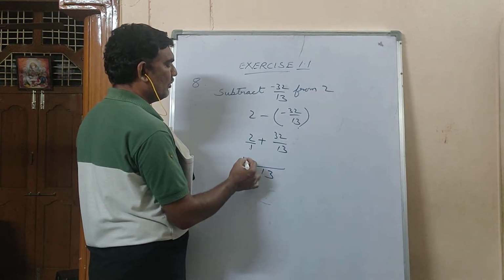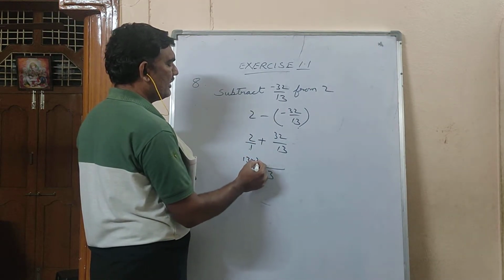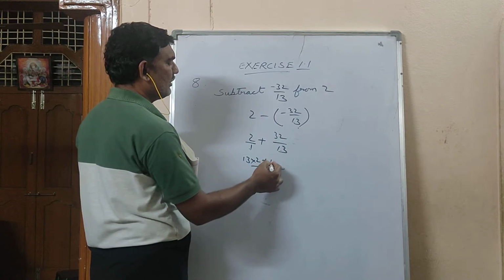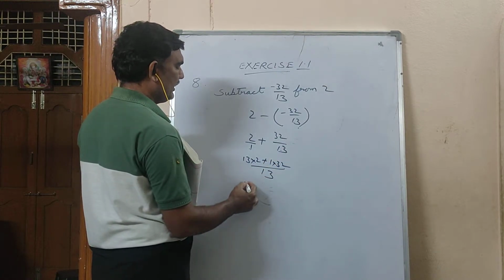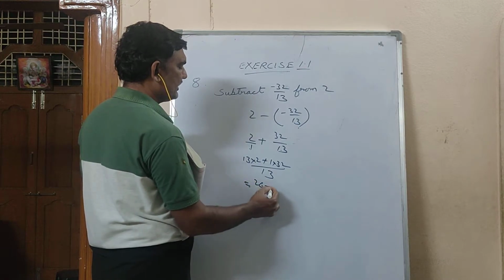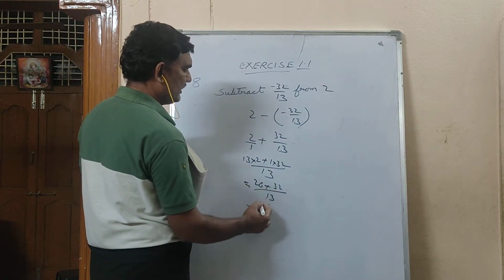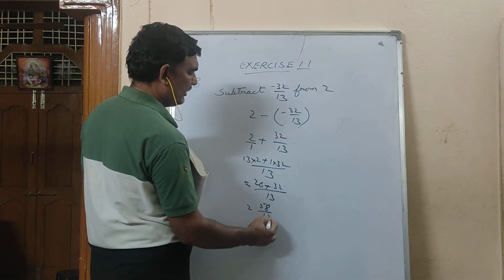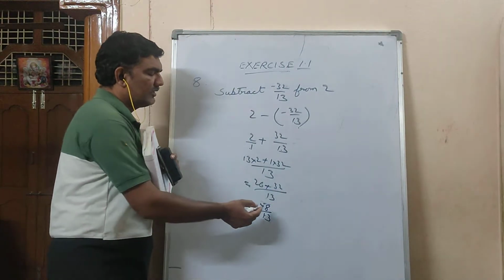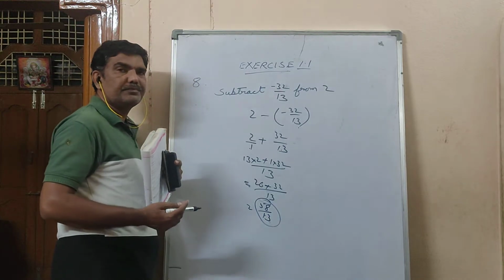1 how many times will go? 13 times. Numerator is 2, so 26. 13 how many times will go? 1 time into 32. So 26 plus 32 by 13. 26 plus 32 is 58. 58 by 13. So this is the answer.